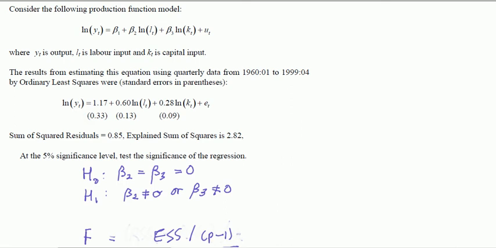Hi guys, this is a second example of testing the overall significance of a regression. Multiple linear regression: at the 5% significance level, test the significance of the regression, which has the same meaning as testing that all the slope parameters are jointly zero, or testing the overall significance of the model. They all mean the same thing.